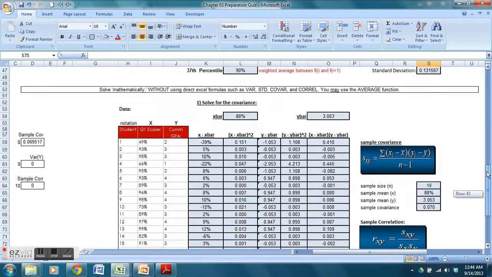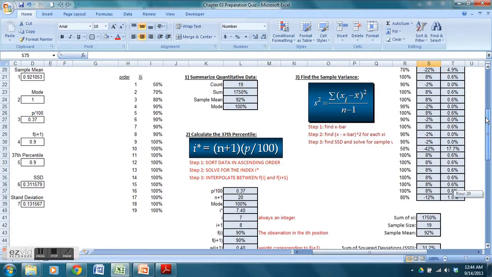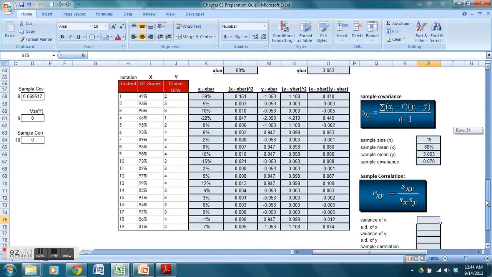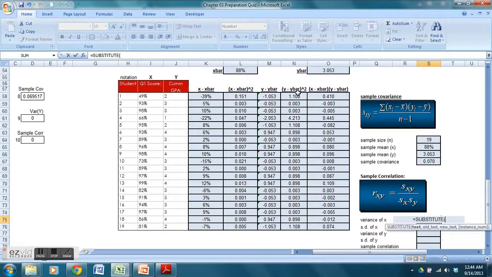What is variance again? Let's go up and look at this formula. The sum of xi minus x bar squared over n minus 1. Sum all these x minus x bars squared divided by parentheses n minus 1. Or we could just type 18 in, that'd be fine too. Standard deviation of x equals the variance to the 1/2.